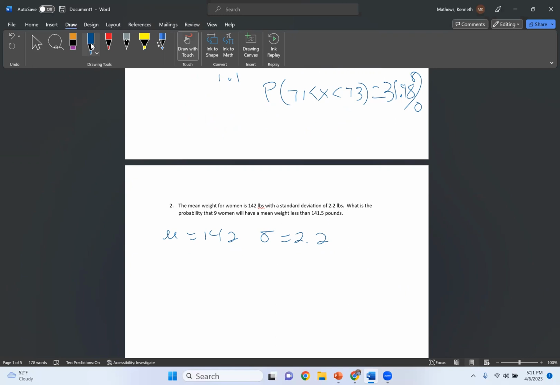All right, so we're dealing with not an individual woman, but with 9 women. So n equals 9. And all that means is we have to change our standard deviation to the standard deviation of the sample mean, which would equal 2.2 divided by the square root of 9. 2.2 divided by 3 is 0.73.